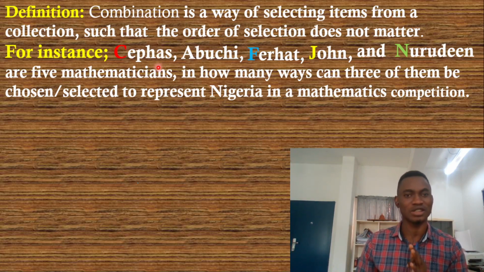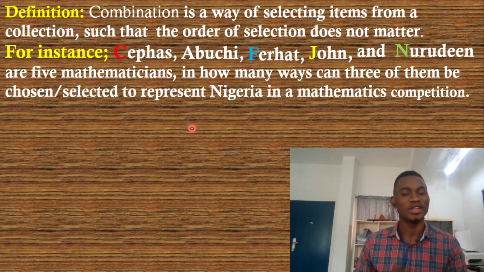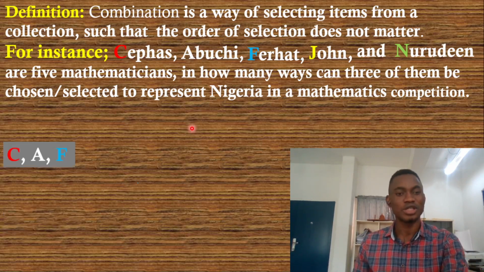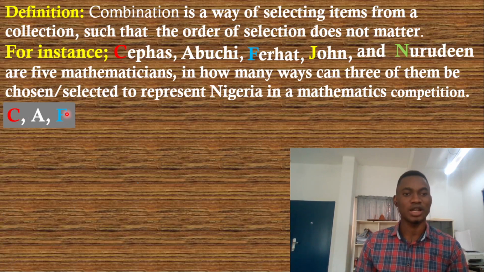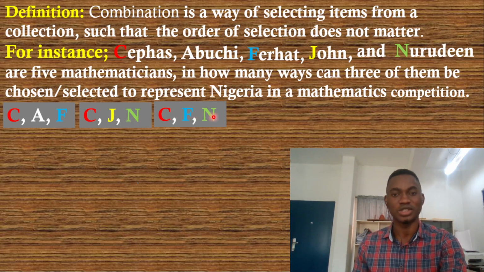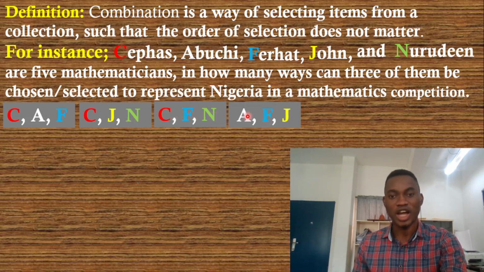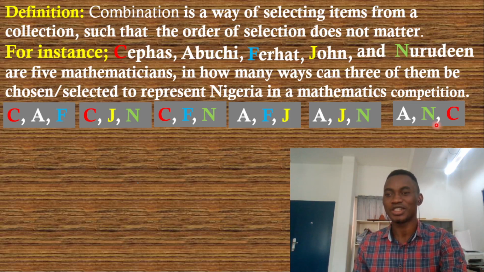We have five mathematicians in the same department, Cephas, Abuchi, Ferhat, John, and Nuruddin. So how can three of them be selected to represent their country in a mathematics competition? Now, you see that Cephas, Abuchi, and Ferhat, this is a possible combination of three, all right? Then Cephas, Ferhat, and Nuruddin is another possible combination. Abuchi, Ferhat, and John, another possible combination. Abuchi, John, and Nuruddin, another possible combination. Abuchi, Nuruddin, and Cephas is also another possible combination of three mathematicians.